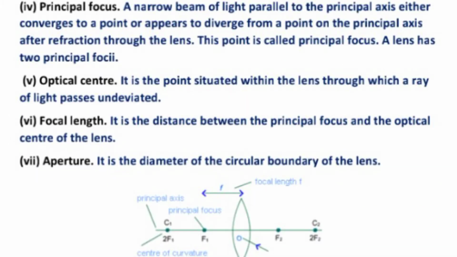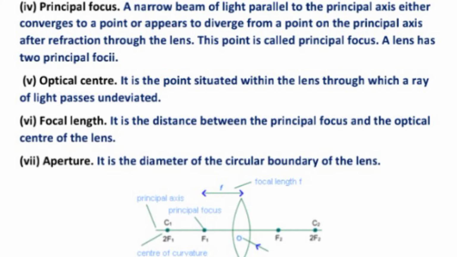Next is optical center. What is optical center? It is the point situated within the lens through which a ray of light passes undeviated. Next is focal length. What is focal length? It is the distance between the principal focus and the optical center of the lens.